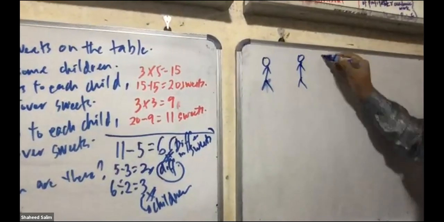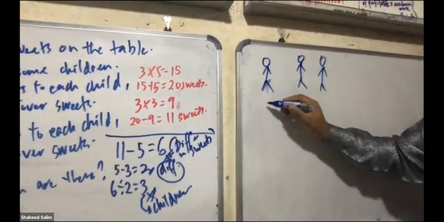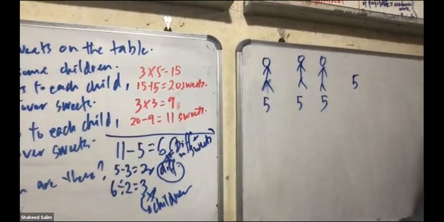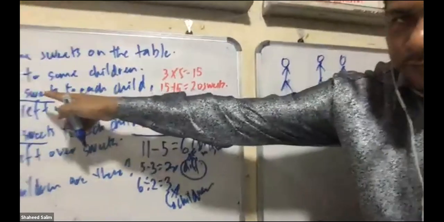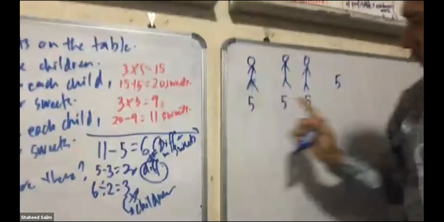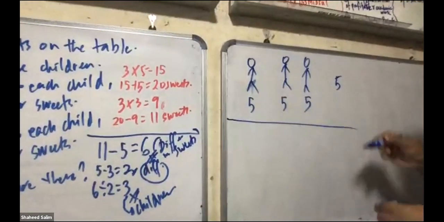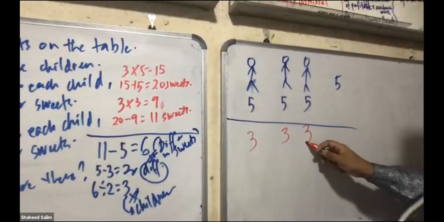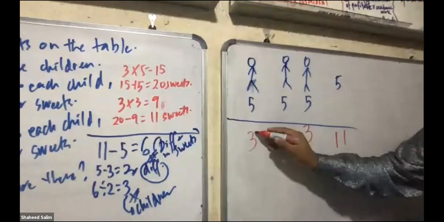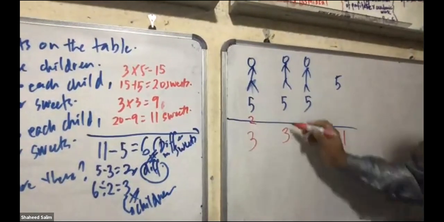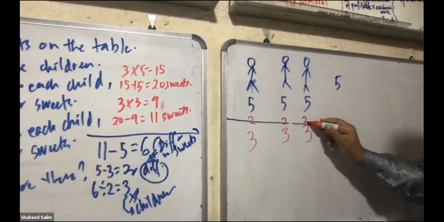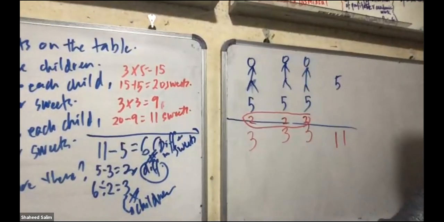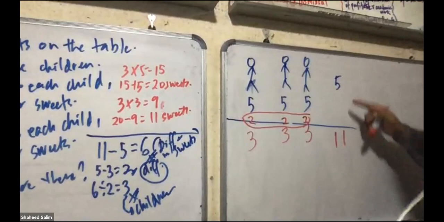There are 3 children. When I give 5 sweets each, the leftover is 5. Correct? That's what they say. If each child receives 5 sweets, the leftover is 5. Now, if each child receives 3 sweets, the leftover is 11. Notice, I'm giving 2 more to each child down here. So actually, I'm giving 6 more to the children. That's why I find the difference. 11 minus 5 is 6.